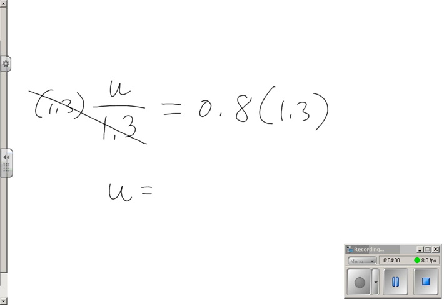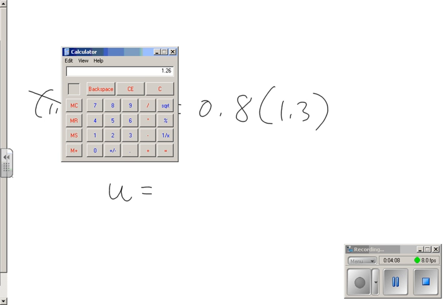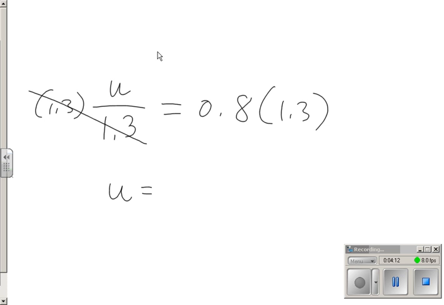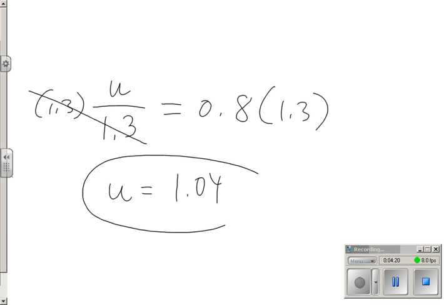0.8 times 1.3. Can I do that in my head? Let's see if I can do that. That's 1.04. Wouldn't that be great if I could do that? 1.3 times 0.8, 1.04. I am amazing. 1.04. Is it positive? Yes, it is. So u equals 1.04. And since we're so excited to do the next one, we might as well do one more. Since I have your attention this long, I might as well keep it going.